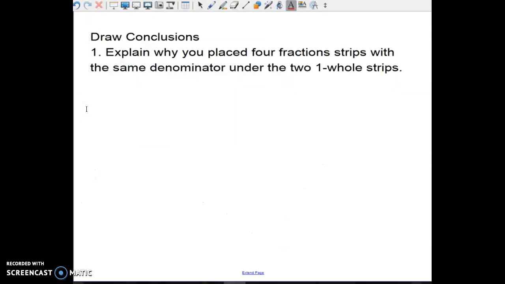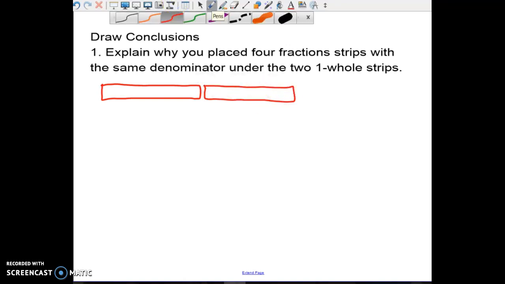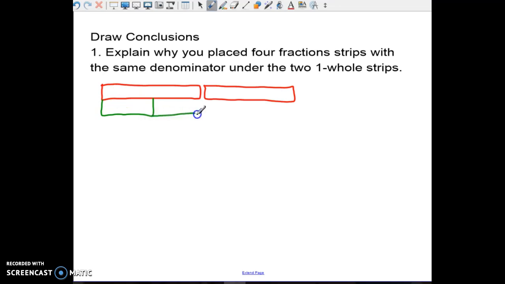Okay, now we're going to go to the draw conclusion toward the bottom of page 295, and it's going to ask us some questions. The first one is to explain why you place 4 fraction strips with the same denominator under your 2 whole. Why did we want to place 4 of them under there? Because that was the denominator of our fraction. We were wanting to find 3/4 of that whole length. So we wanted to find something that would match that denominator.